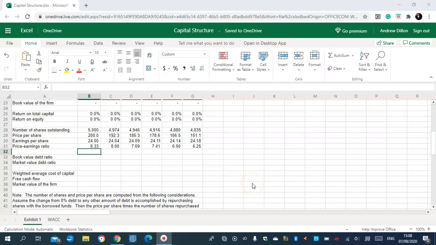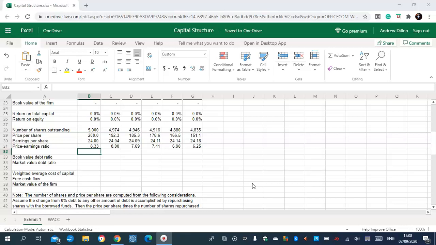Hello and good afternoon and welcome back to the Excel spreadsheet of capital structure. I'm going to finish up the book value and market value ratios of debt. I'm going to calculate the weighted average cost of capital, the cash flow, the market value of firm. And then I'll read the notes at the bottom of the sheet and then go on and calculate the figures that are required in the weighted average cost of capital sheet, which is the next one.